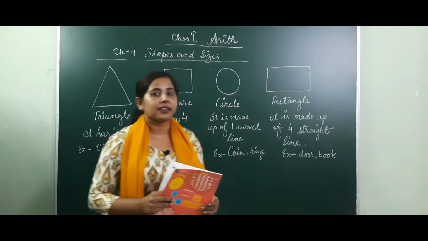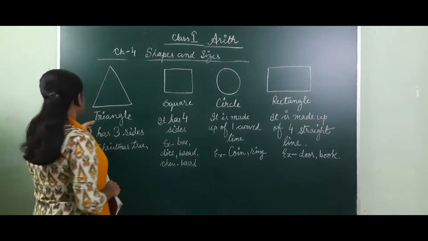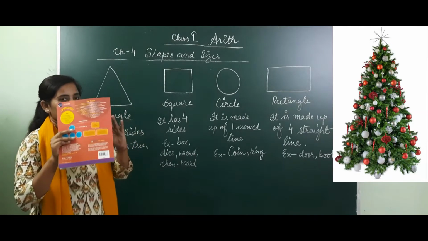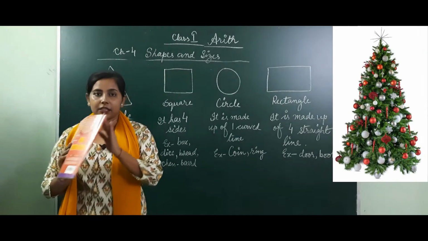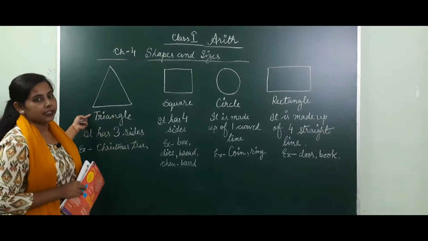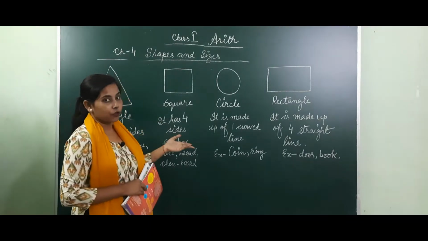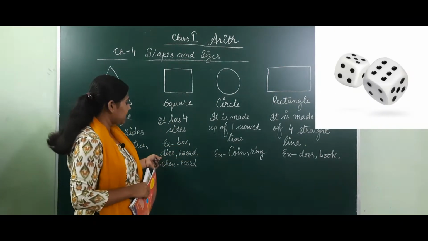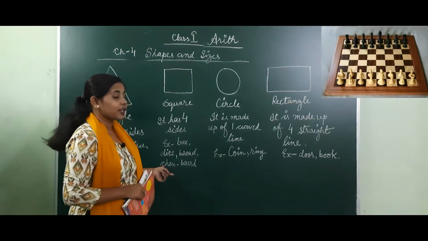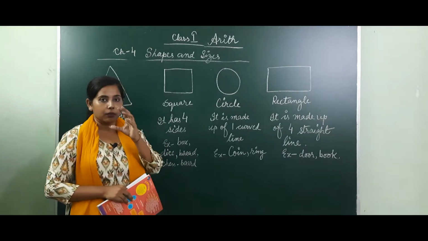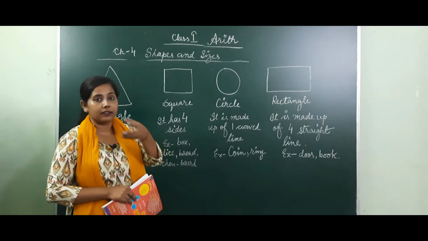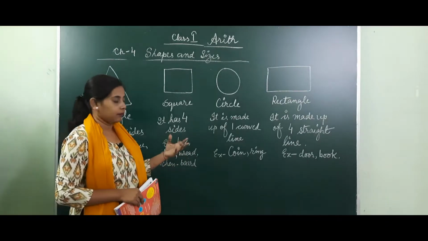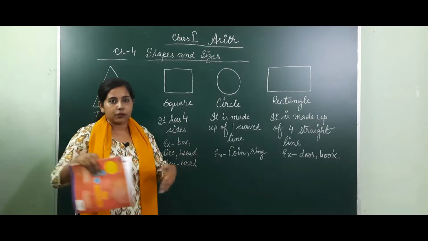So, let us read some examples of these basic shapes. Triangle, as I have told you, has 3 sides. Example: Christmas tree. You can see a Christmas tree during Christmas, its shape is like this. Square also has 4 sides. Examples: box, any toolbox, any pencil box, dice, bread, chessboard. When you play Ludo, you roll the dice. The dice is of square shape. Bread, you eat the bread. Chessboard is also square.